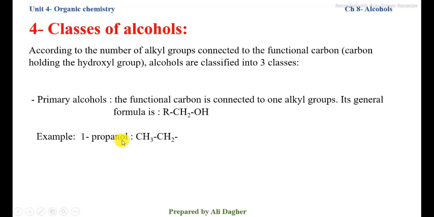Example, 1 propanol, CH3, CH2, CH2OH. In this case, this is the functional carbon with the hydroxyl group. This is our CH3, CH2 connected to the functional carbon. Then this alcohol has one alkyl group, then this is a primary alcohol. In primary alcohol, the hydroxyl group is connected to carbon number 1. That means its name is 1 alkanol: 1 propanol, 1 butanol, 1 pentanol, and so on.